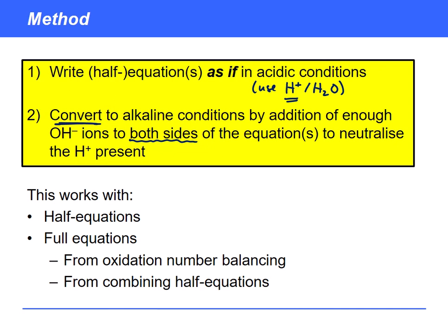Now at the bottom here I've just put that this works when you're balancing half equations, and it also works for full equations, whether you got them from oxidation number balancing or from combining half equations. You can do this trick number 2 at any point in the process. Now in the subsequent steps I'm going to do it for half equations, and that's purely just to give you a bit more practice.